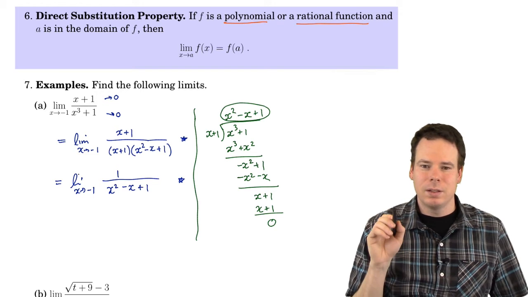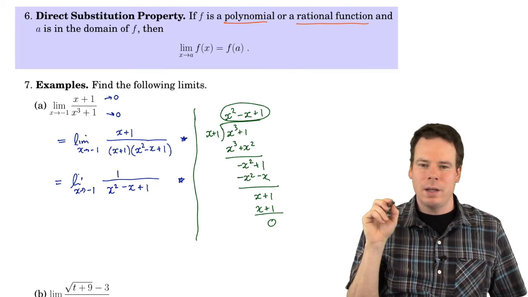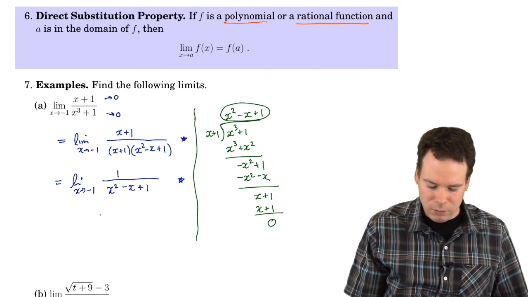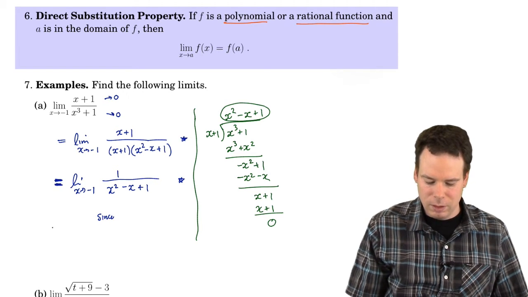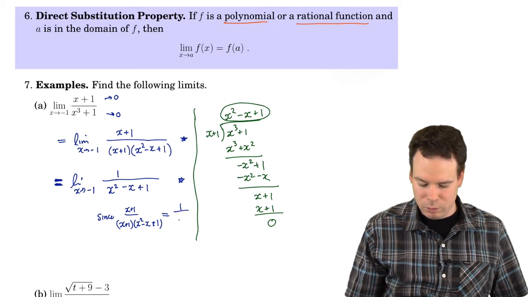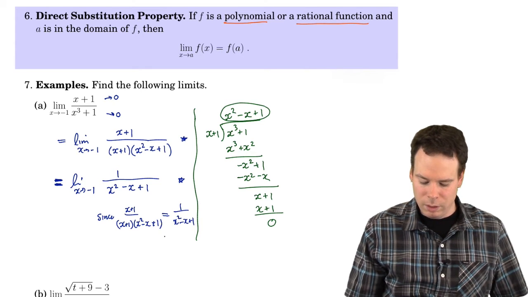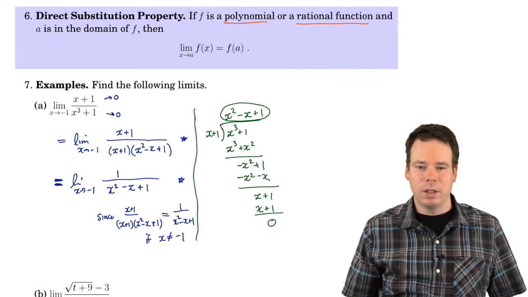Why are their limits the same? The limit only cares about what's going on around x equals negative 1, not at x equals negative 1. So this equality here for these limits is valid because these two functions, x plus 1 over x plus 1 times x squared minus x plus 1, and 1 over x squared minus x plus 1, are equal precisely if x is not equal to negative 1. These two functions are equal when x is not equal to negative 1.